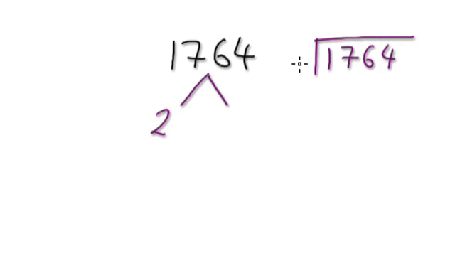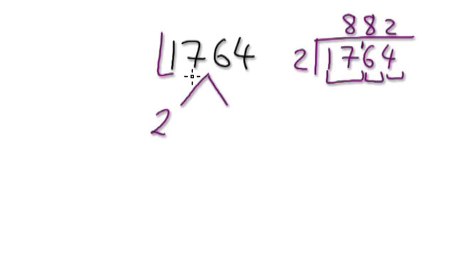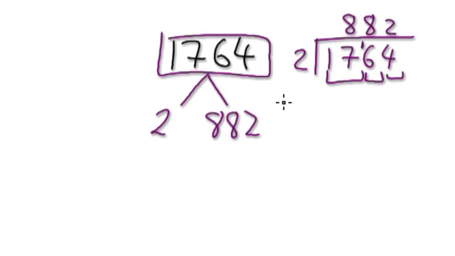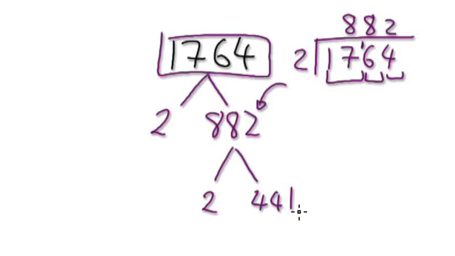1764 divided by 2. That would be 17 divided by 2 without going over would be 8, remainder 1. 16 divided by 2 would be 8. 4 divided by 2 would be 2. So I can visualize 1764 as 2 times 882. Now this thing here is an even number again. So I can visualize 882 as 2 times 441.